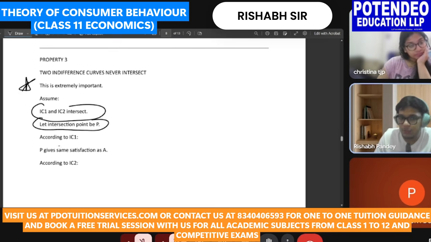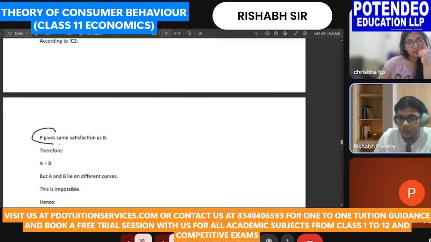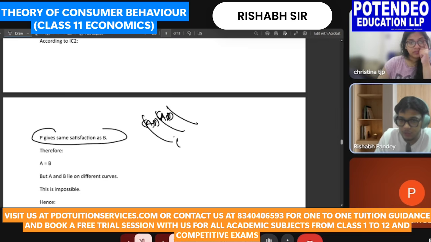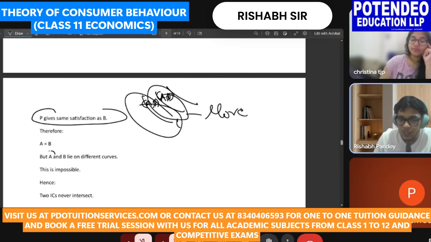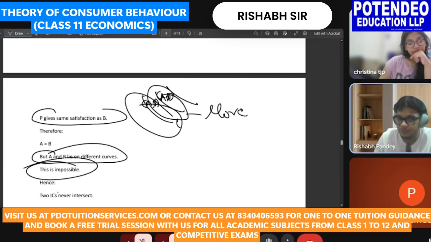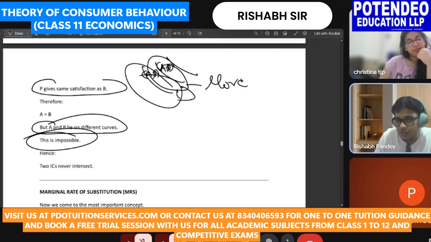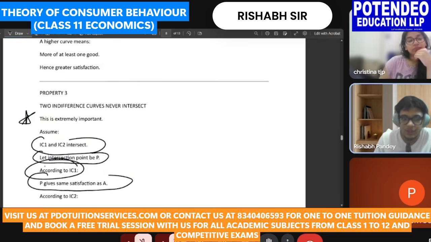Let the intersection point be P. So according to IC1, P gives the same satisfaction as A. A is a commodity. And according to IC2, P gives the same satisfaction as commodity B. What is AB, sir? This is the point. This is AB, for example, in all these three curves. Satisfaction, this curve is providing me 1. Obviously the 2 is providing me more. This is what I'm talking about right now. Got understanding? So A and B lie on different curves. This is impossible. Why, sir? Because the level of satisfaction can never be the same. Hence, two never intersect. All right? Please write this down.